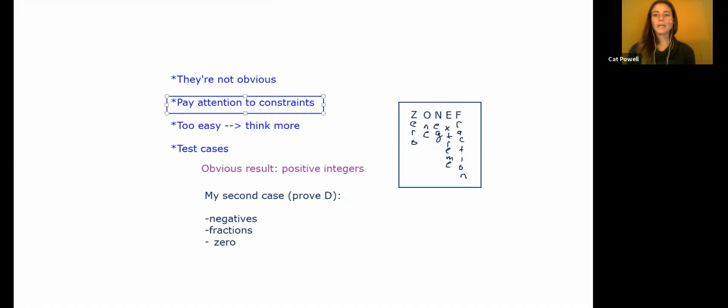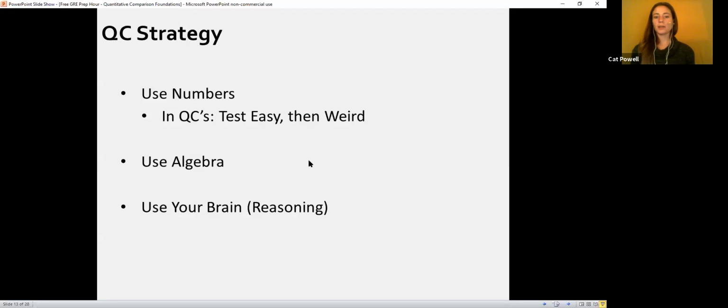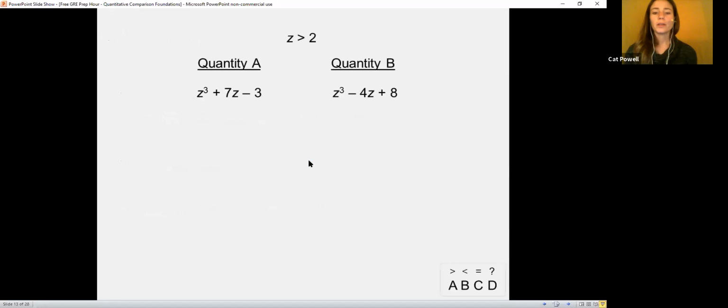Okay. So we've talked a bit about testing numbers. We've talked a bit about what types of numbers to test. We've seen some traps. I want to now start looking at a second way that we might approach a QC question. Because not every QC question is about testing numbers. There are some other approaches that we use. So I want to look at this question.